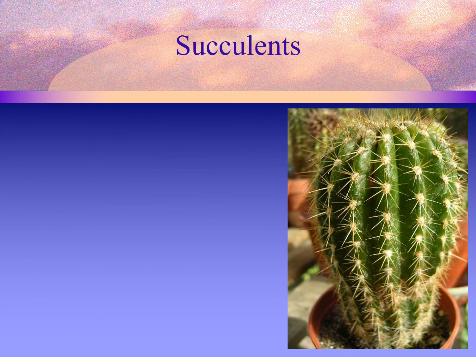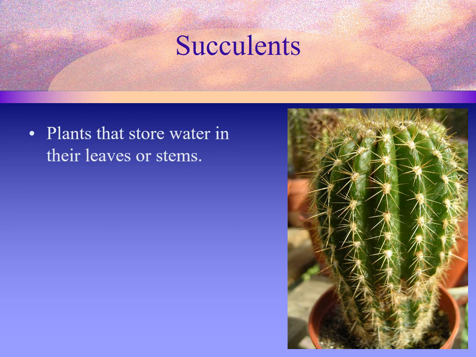So we had talked earlier about plants called succulents. So these are plants that have the ability to store water in their leaves or stems. And that barrel cactus that you see pictured on the right is a great example of a plant that is a succulent.